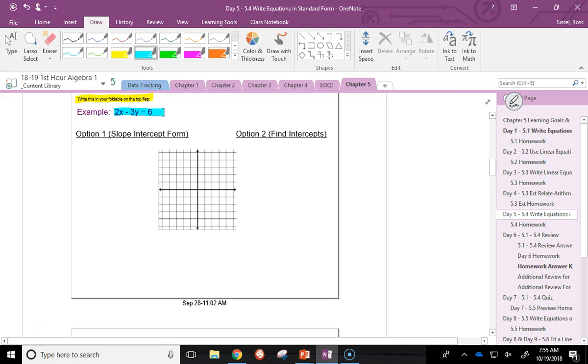Okay, there's two ways we do it. Option one, we change it into slope-intercept form. So I have 2x minus 3y equals 6. Remember, slope-intercept is y equals mx plus b, where this is your y-intercept, and that's your slope.